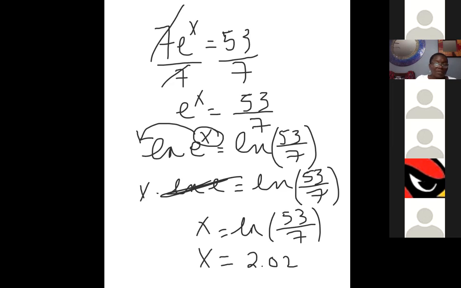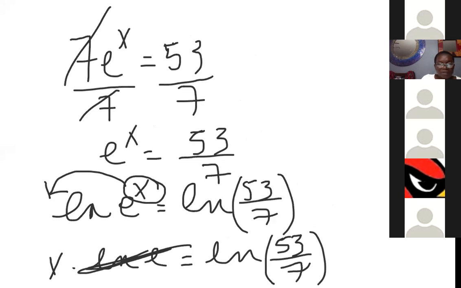Okay, now guys, you can always check these. If I do 7 times e to the 2.02, is that going to give me a number that is close to 53? So if it's a multiple choice test, you can always plug and check these, okay? Now, let's keep going.